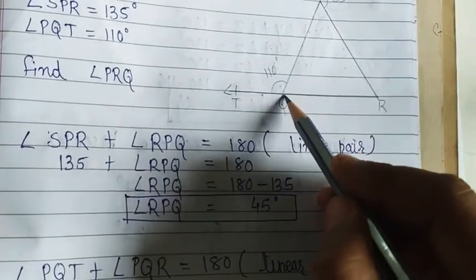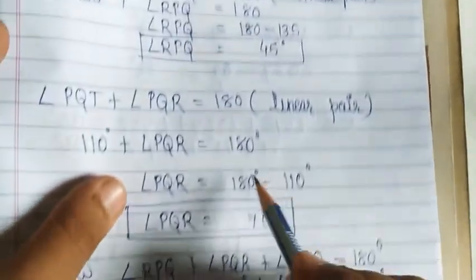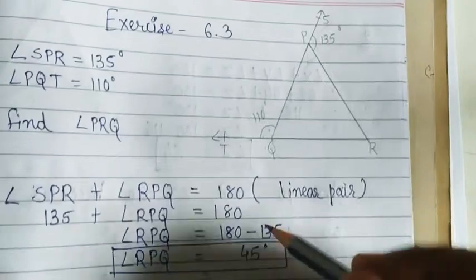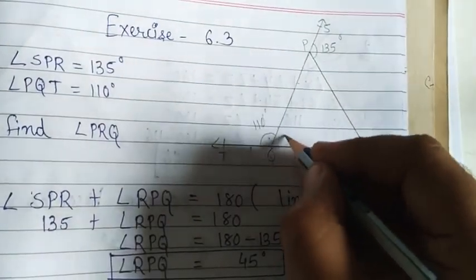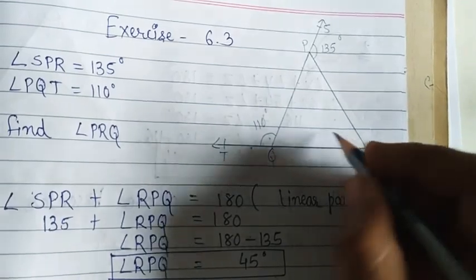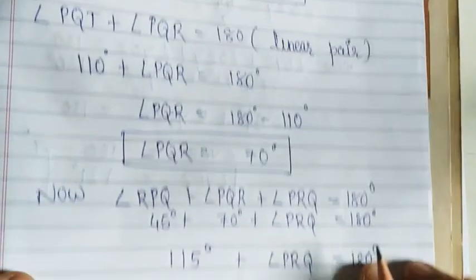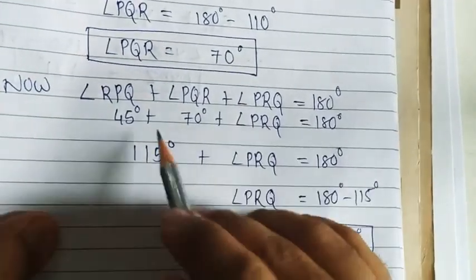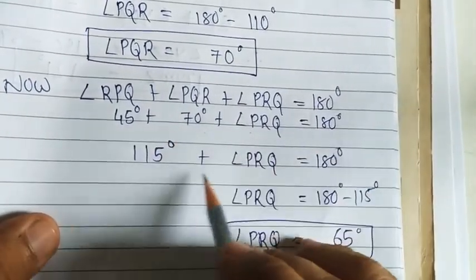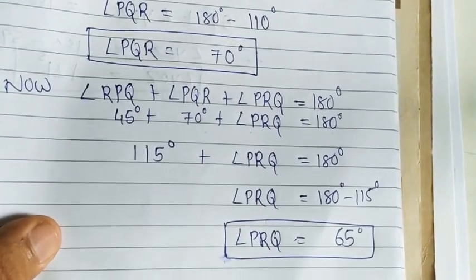Same process over here. Addition of these two is equal to 180 degrees. So 180 minus 110, so we will get 70 degree. So here we got 70 degree. This one is 45 degree. So we will get the value of this. Yes, 70 plus 45 plus R is equal to 180 degree. 45 plus 70 plus PRQ is equal to 180 degree. So we will get the value of PRQ is equal to 65 degree. Very easy sum.